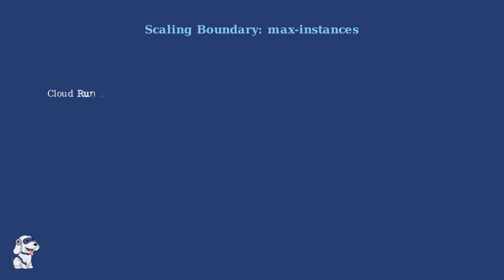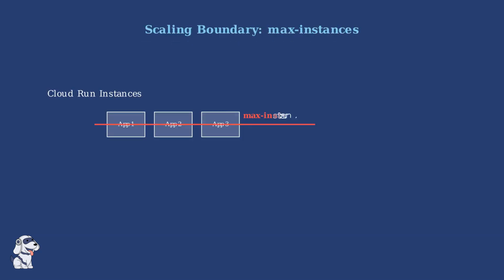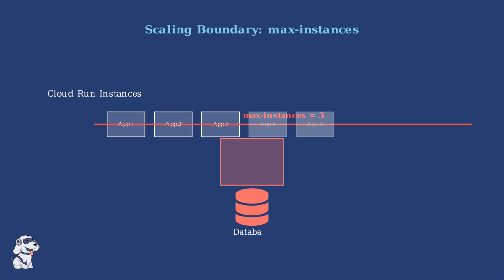The scaling boundary works by setting a maximum number of Cloud Run instances that can run simultaneously. Here we see 5 potential application instances, but with max instances set to 3, only the first 3 can be active. Each active instance creates connections to the database. By limiting instances to 3, we automatically limit the maximum number of potential database connections, preventing database overload.